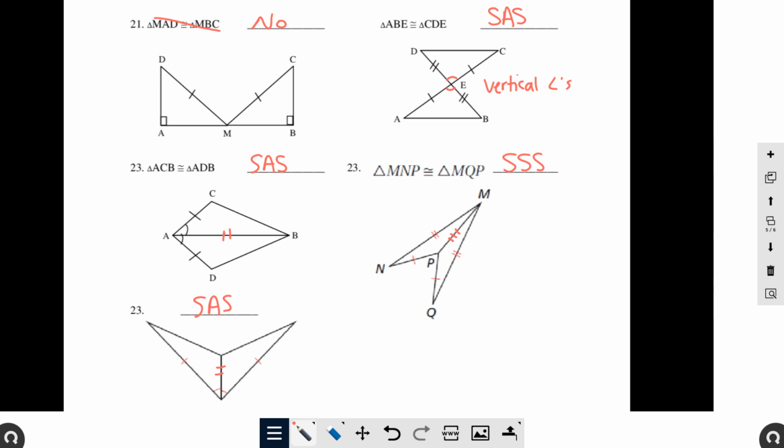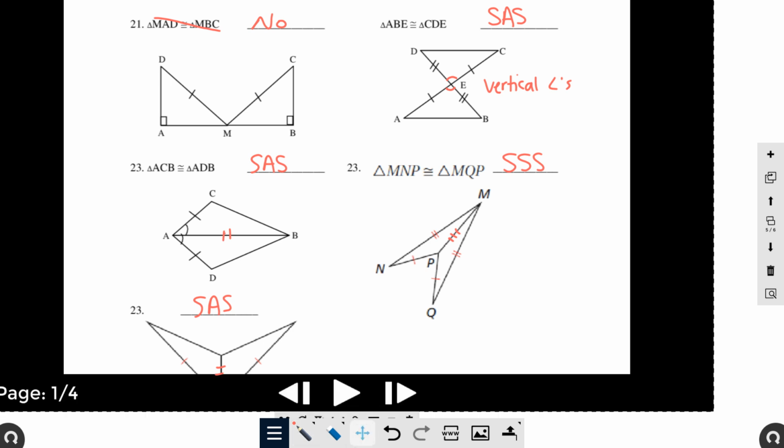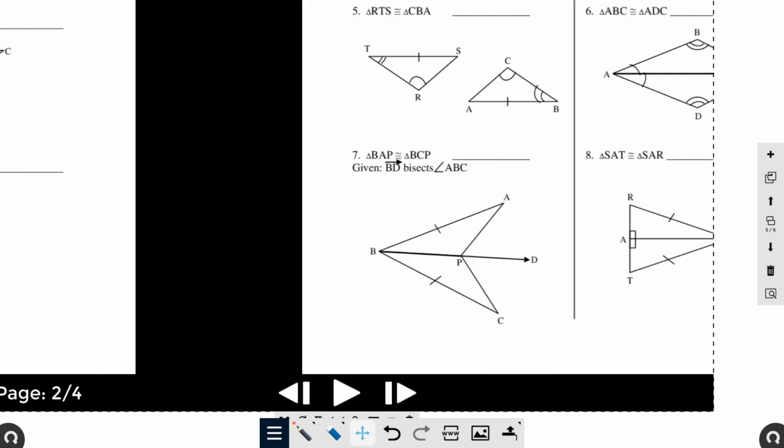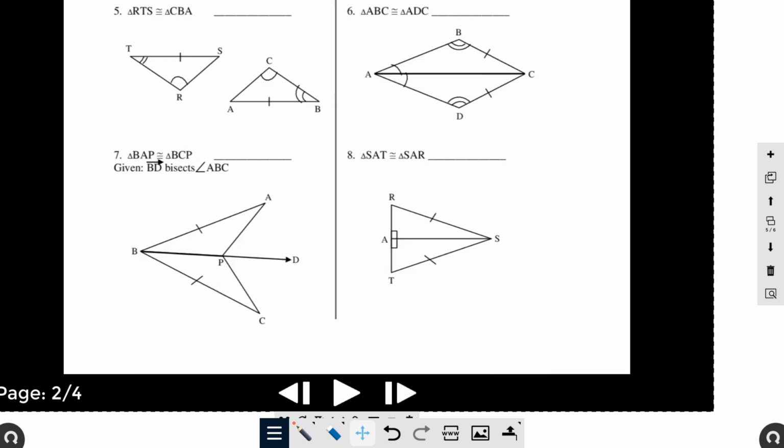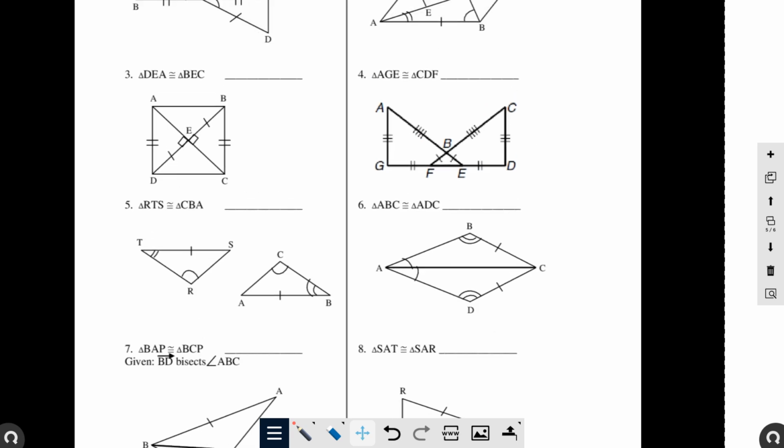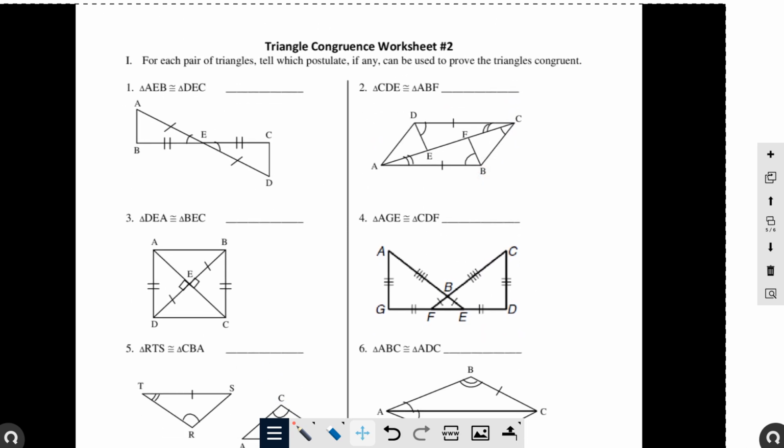All right, well, let's turn the page. Is that what the next page looks like? Yes. Okay, let me go back up here to the top.